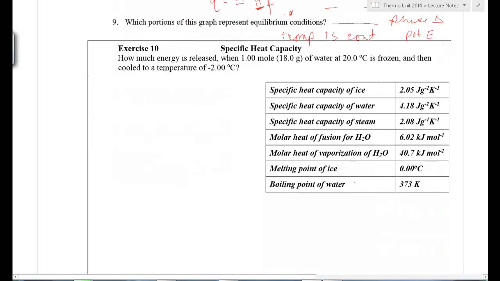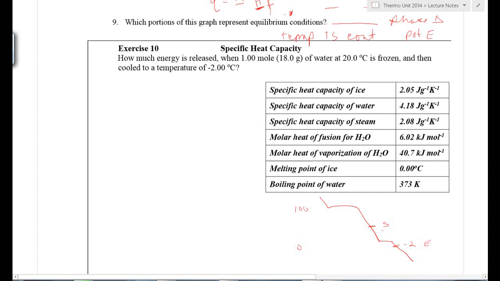So I really find it helpful to draw a cooling curve. So I just draw the general shape. So this is water, this is a 0, this is 100. And I'm starting at 20, so this is where I start. I got to get down to 0, where my freezing begins, and then down to -2, where I'm done.